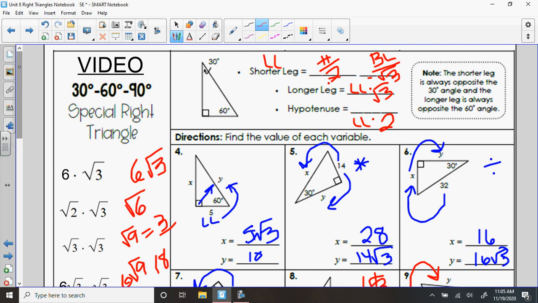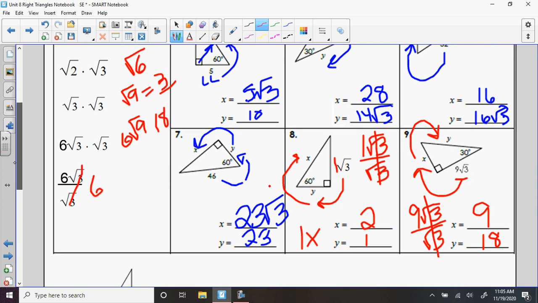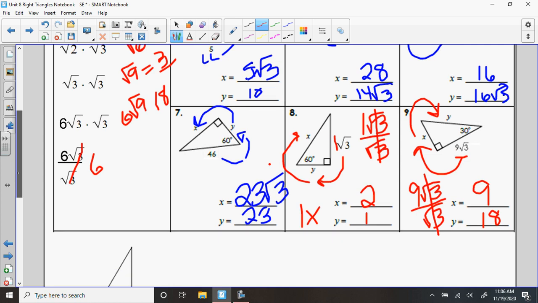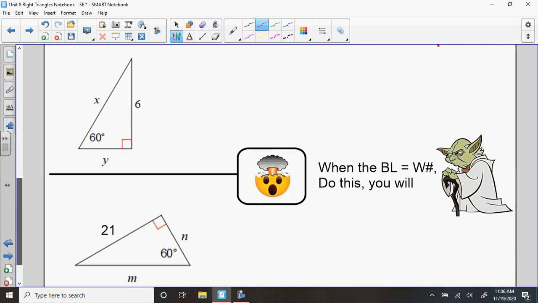We started with the little leg here and here. We started with the hypo on 6 and 7. Then we started with the big leg on 8 and 9. So remember in the 45, 45, 90, there's a special little trick I put for you? Well, in the big leg, there's also a little shortcut trick that I'm going to show you.